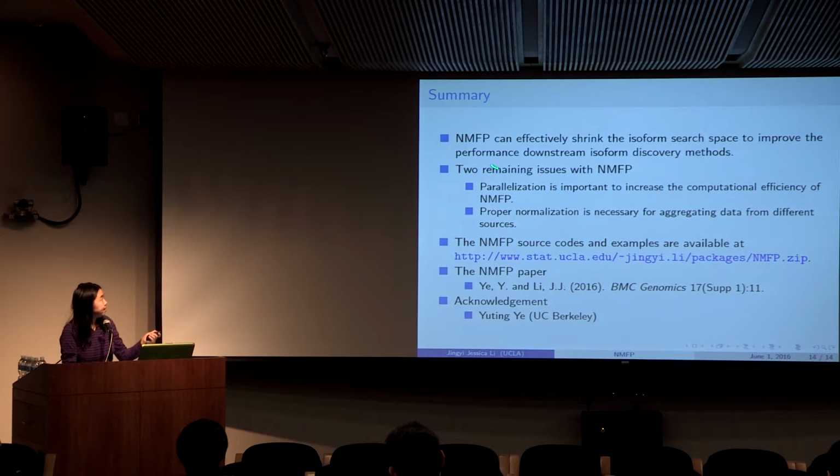As a summary, NMFP can effectively shrink the isoform search space to improve the performance of downstream isoform discovery methods. There are two remaining issues with NMFP, and we are actually trying to speed up the algorithm. The first is about parallelization, because we have to run NMF for multiple runs. The second is about how to properly normalize the multiple data sets.